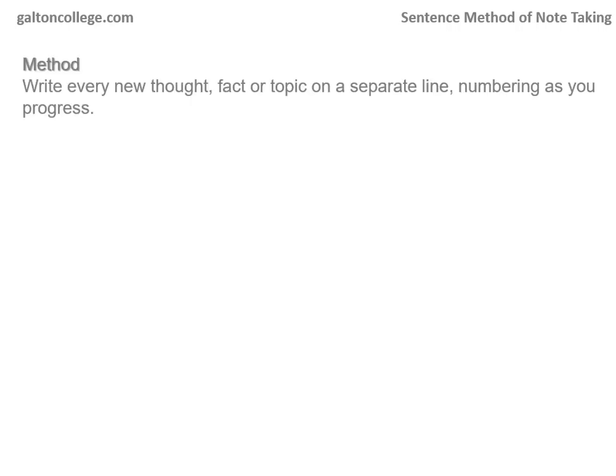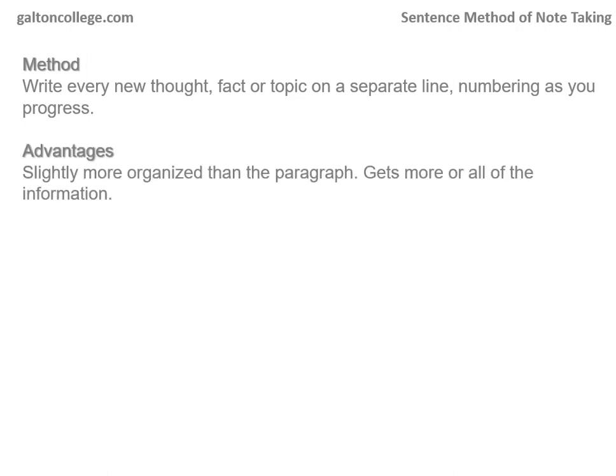The method is straightforward. Write every new thought, fact or topic on a separate line, numbering as you make progress. So every new thought or every new fact or every new topic, put it on a separate line. Make sure there are separate lines.